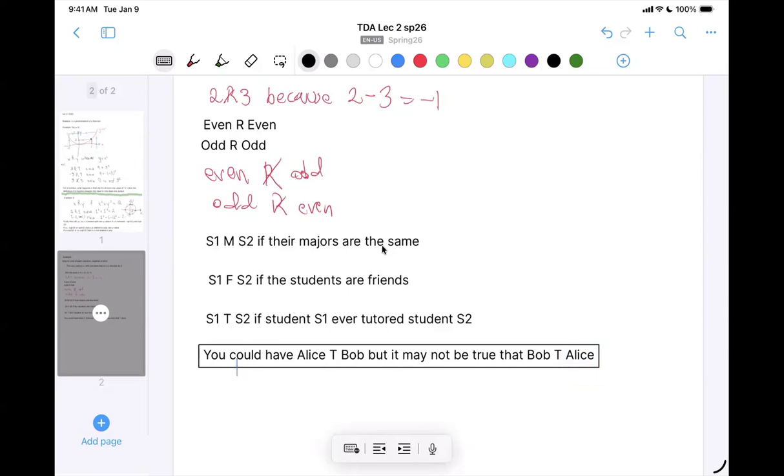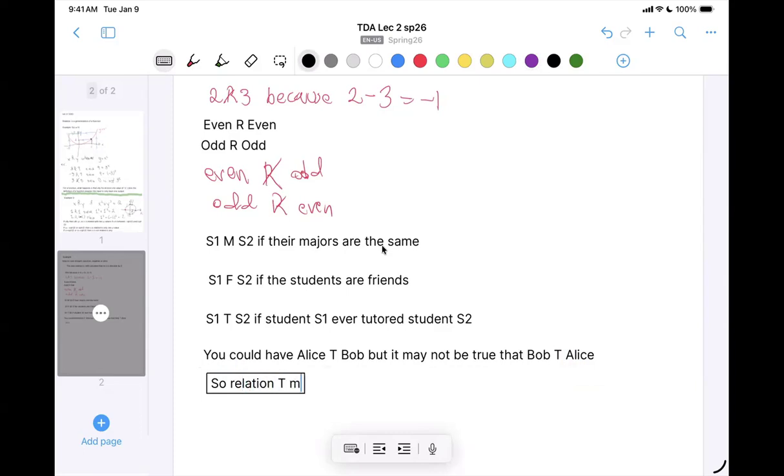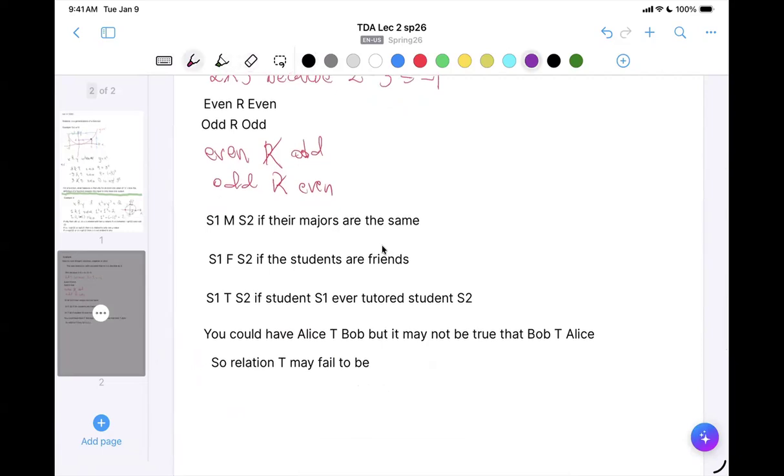Depending on the populations you're talking about, relation T may fail to be symmetric. Now I'm about to give you a definition in a moment. Symmetric. Actually, I'll put it in colors because it's kind of a definition.